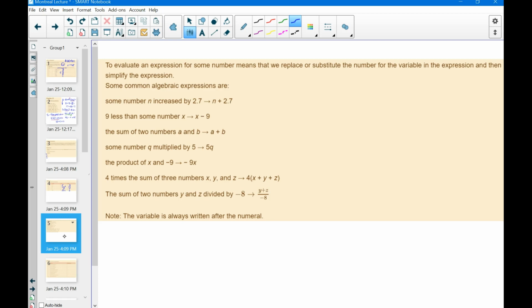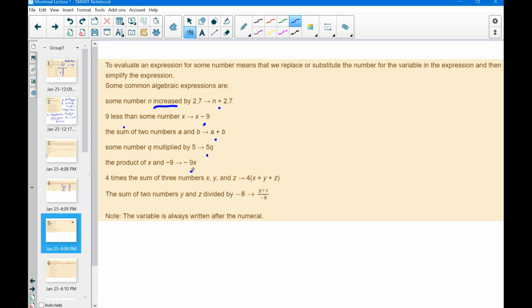So, some common expressions are, if a number is increased by 2.7, we add. If 9 is less than some number, we subtract. If two numbers are summed or added together, we just add. The sum of q multiplied by 5, this shows multiplication right there. And the product of x and negative 9, this is the same thing, negative 9 times x.